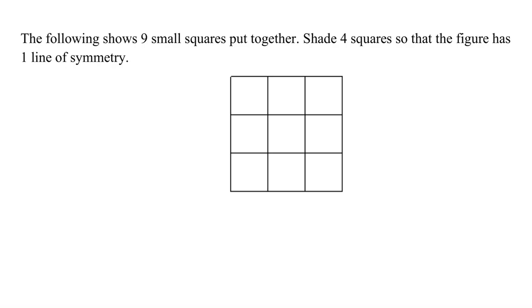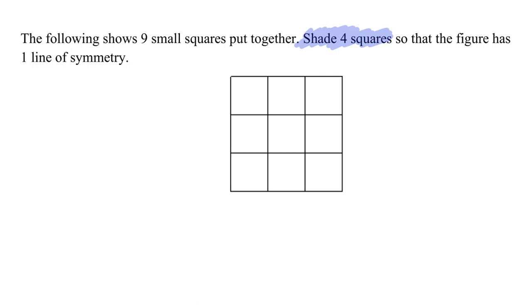Hello everyone, welcome to this example where we are given 9 small squares and we are required to shade 4 squares such that the figure eventually would have one line of symmetry. There are many possible ways of doing this. So what I'm going to share with you is just one possible way, alright?